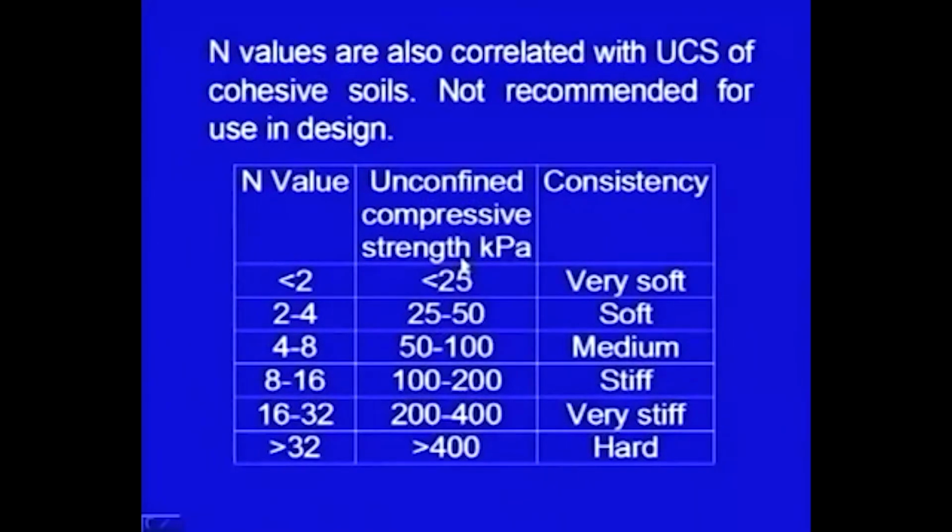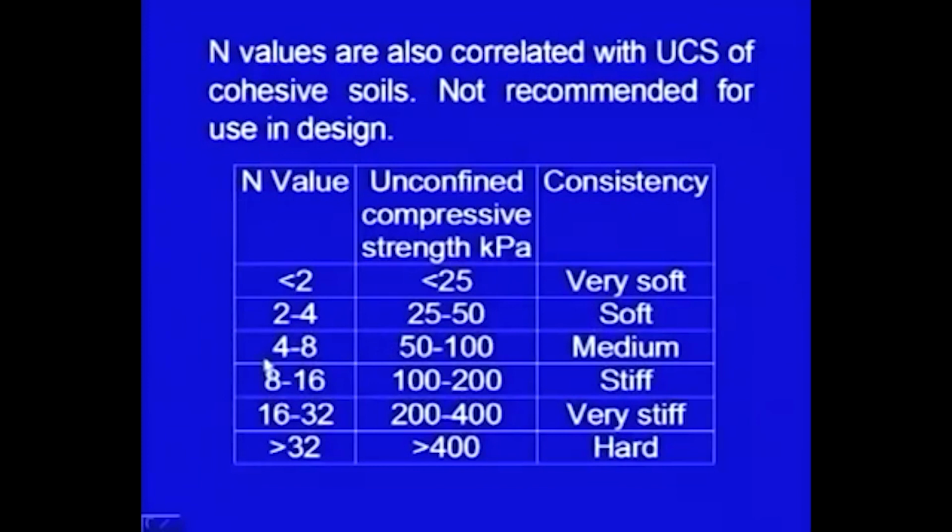For designing purposes, for cohesive soils, one has to go for time dependent analysis. So, those parameters will be more important, but these values can be used for comparison purposes. If the N value is less than 2, the unconfined compressive strength of the cohesive soil is of the order of less than 25, and it is termed very soft soil. If the N value is between 2 to 4, then compressive strength will be between 25 to 50 kPa, the units being kilopascals, and the soil is termed soft.